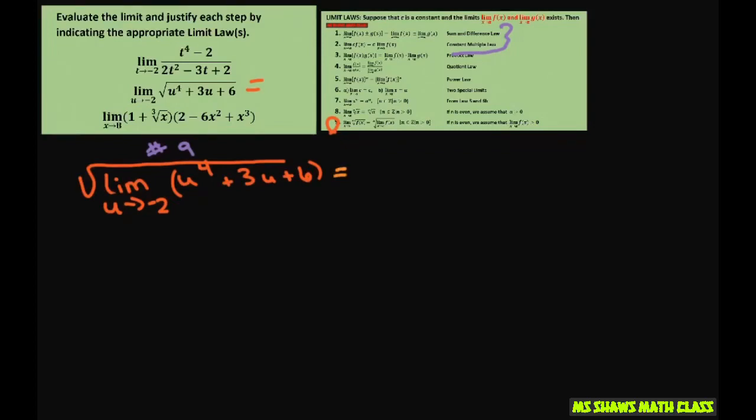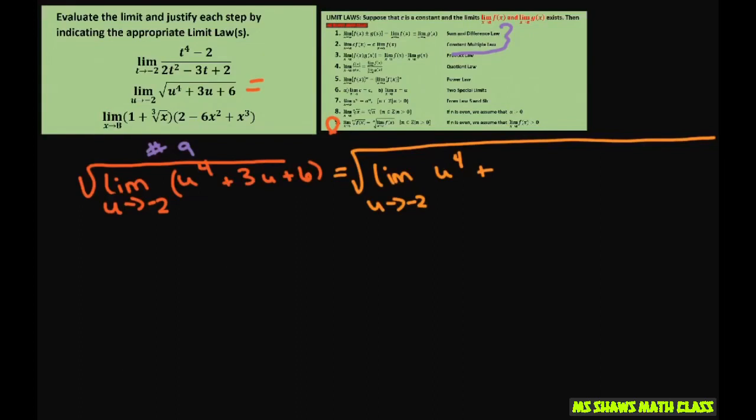So this breaks down to the square root of the limit as u approaches negative 2 of u to the 4th plus, and we'll go ahead and pull this 3 out, 3 times the limit as u approaches negative 2 of u plus the limit as u approaches negative 2 of 6. All right. Now for the rest of them, we're going to be using, let's see, 6, 7, and 8, I believe.